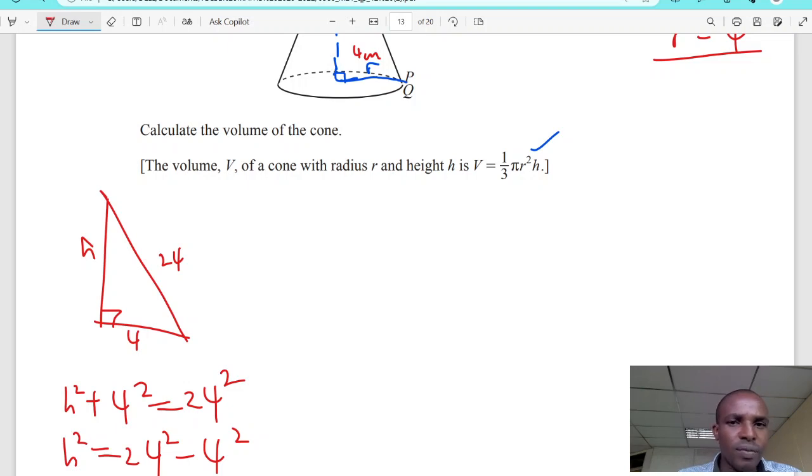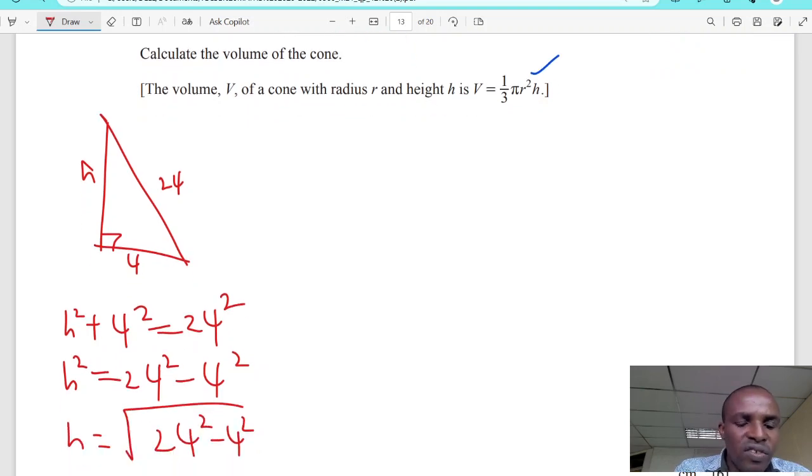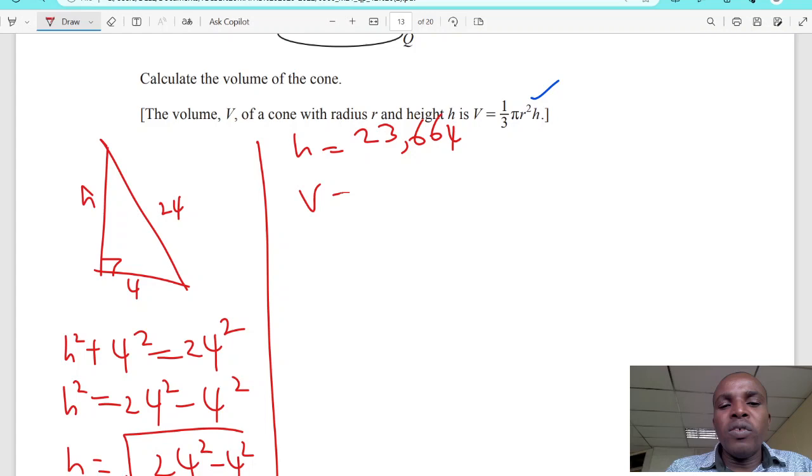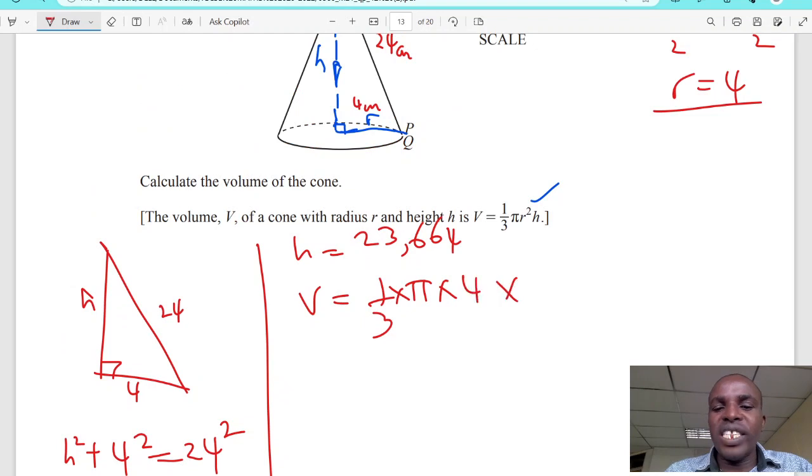4 root 35. Can get 4 root 35. Or as a decimal is 23.664. If it's not the final answer, please use 3 decimal places or 4, it will be better. Now to find the volume of the cone, it will be 1 over 3 times pi times radius is 4. Height is this one. That is 23.664. Then you can now punch in your calculator everything.